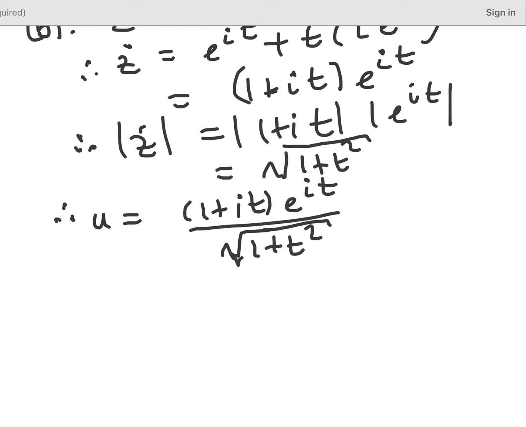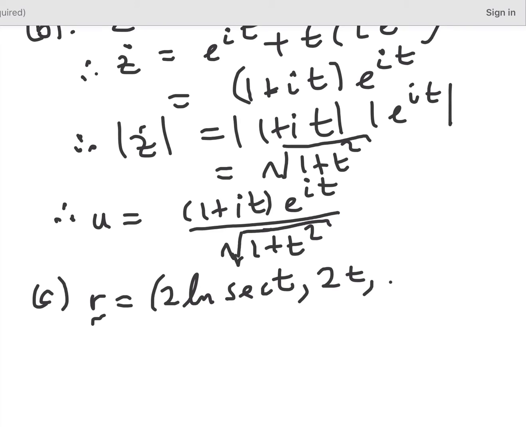In example C, we have an example that looks somewhat elaborate, but it simplifies to something quite interesting. So suppose vector r equals 2 ln of the secant, this is now the trigonometric secant t, 2t, and then ln of sine t. All right. So in this case, r dot, that means differentiating each of those components, is the vector given as follows.